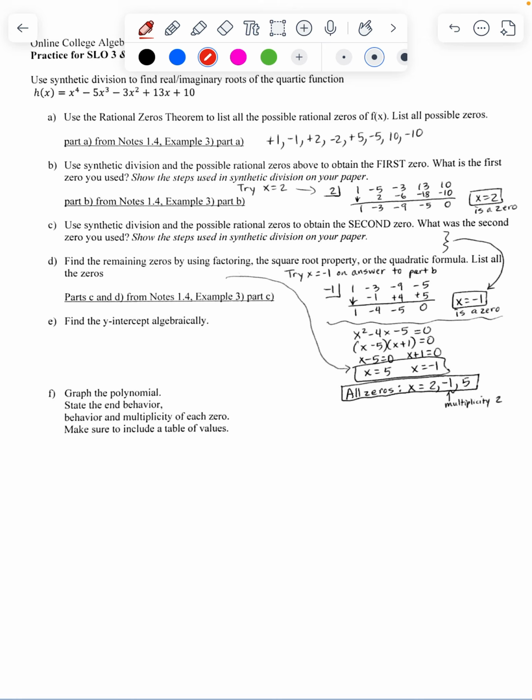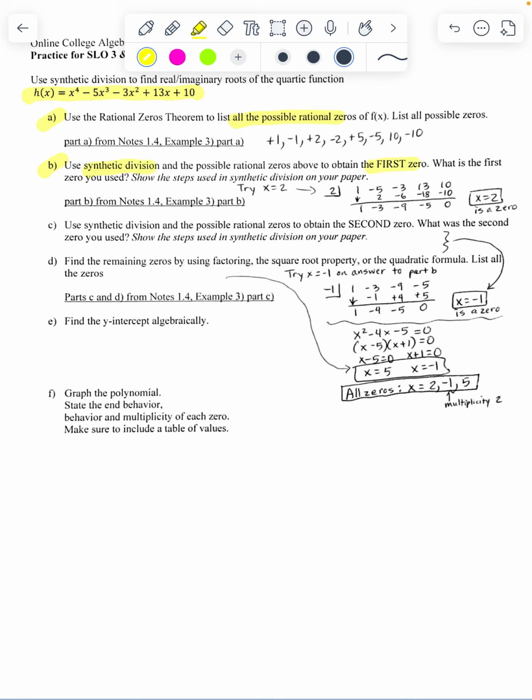SLO. So you're going to be given a polynomial, and part A, you're going to be asked to find all the possible rational roots using the rational root theorem. Part B, use synthetic division to find the first zero.